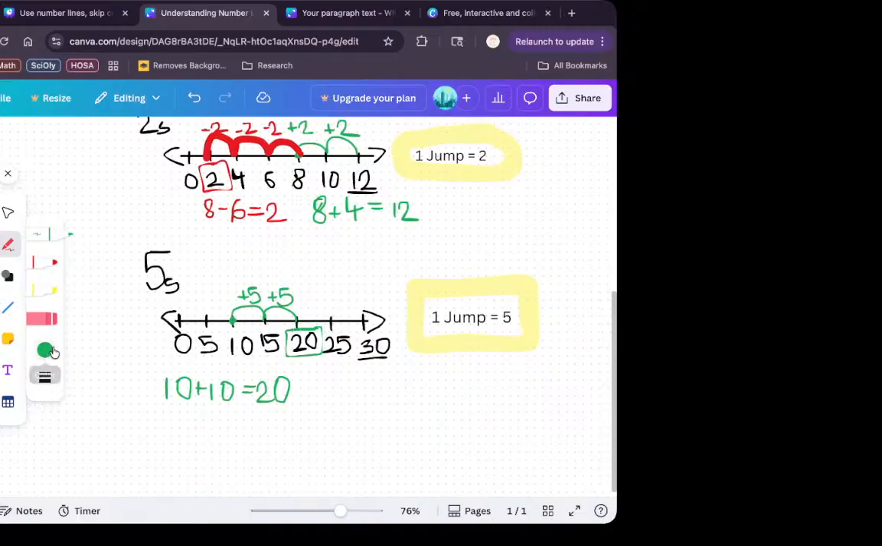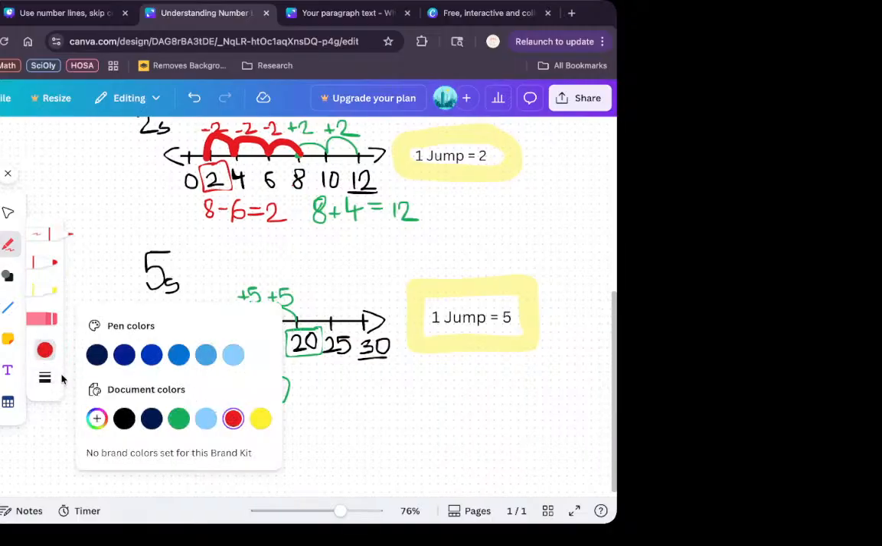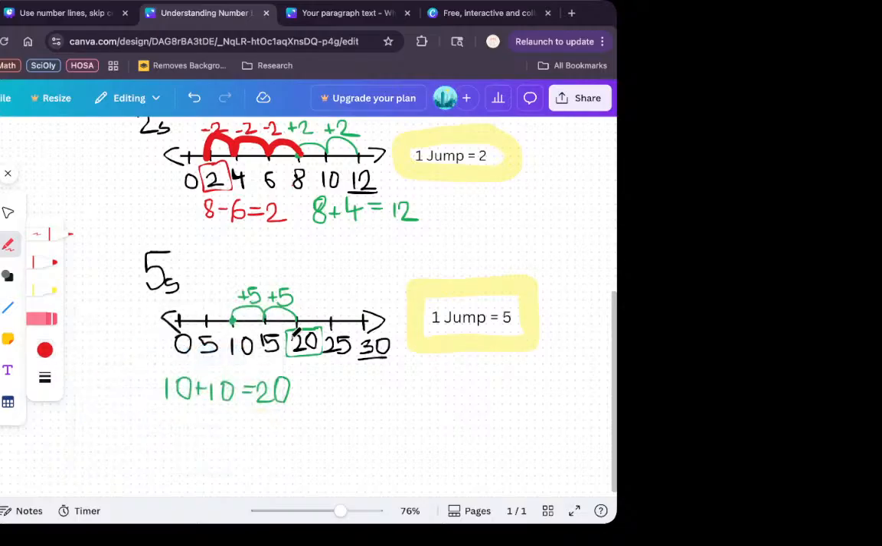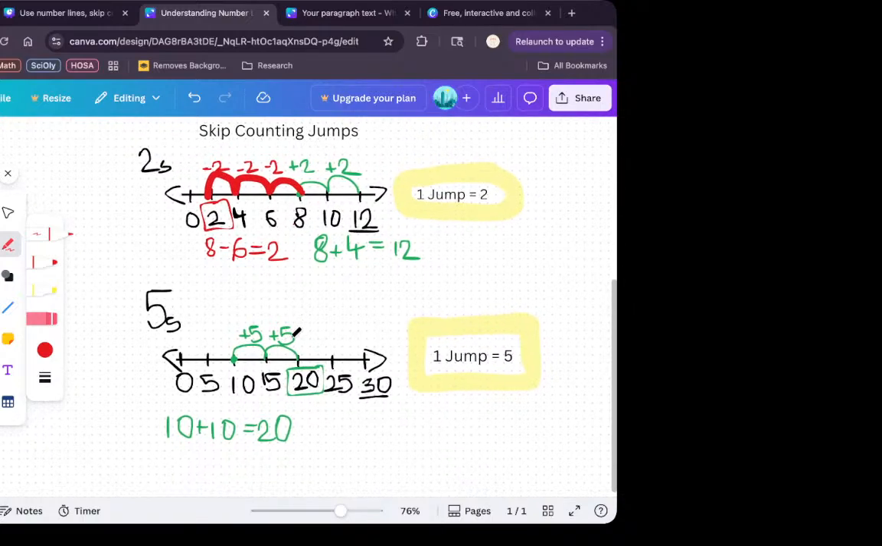Here's another situation. Let's say I have 10 chocolates. I ate 5 of them. How many chocolates do I have left now? Let's think. Instead of doing 10, 9, 8, 7, doing that math, let's skip count. Let's do one jump. Minus 5. Simple. Because one jump is equal to 5, as we said here. How many chocolates am I left with?